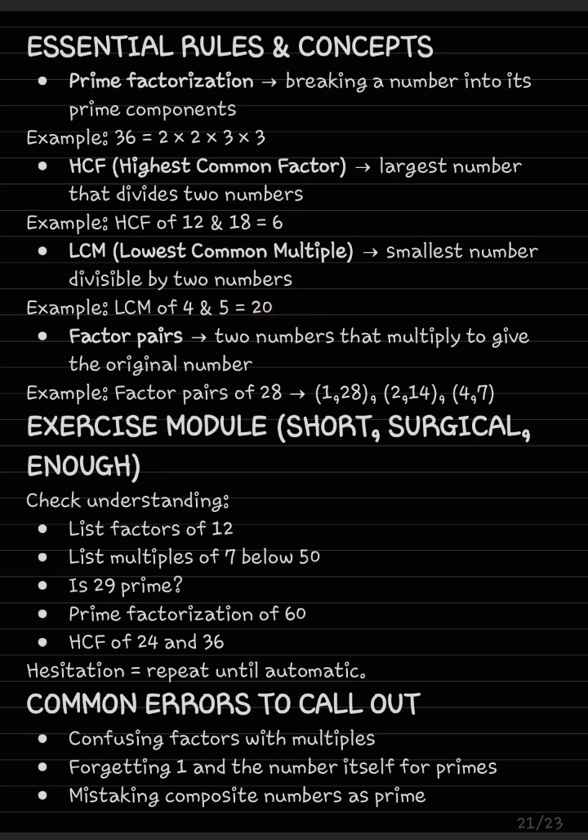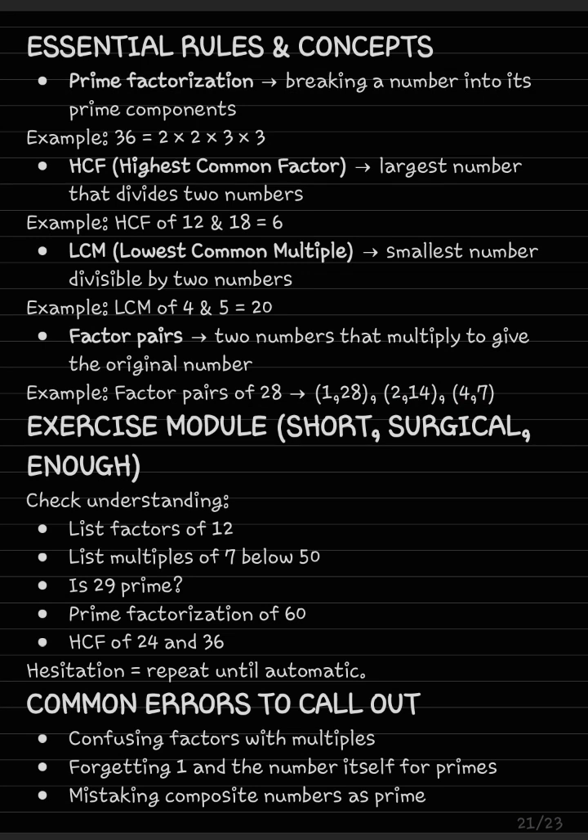Factor pairs. These are two numbers that, when multiplied together, give the original number. Example, the factor pairs of 28 are 1 and 28, 2 and 14, and 4 and 7. Exercise module. Now, let's use these surgical questions to check your understanding. If you hesitate, it's a sign to review the definitions and concepts.